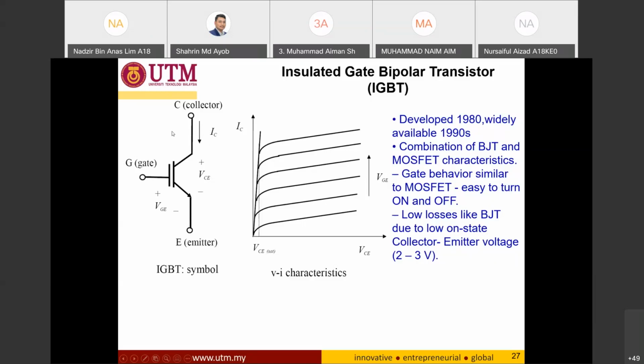the mix of BJT and MOSFET, meaning that this BJT and MOSFET are married together and then they have an offspring, which we call IGBT.